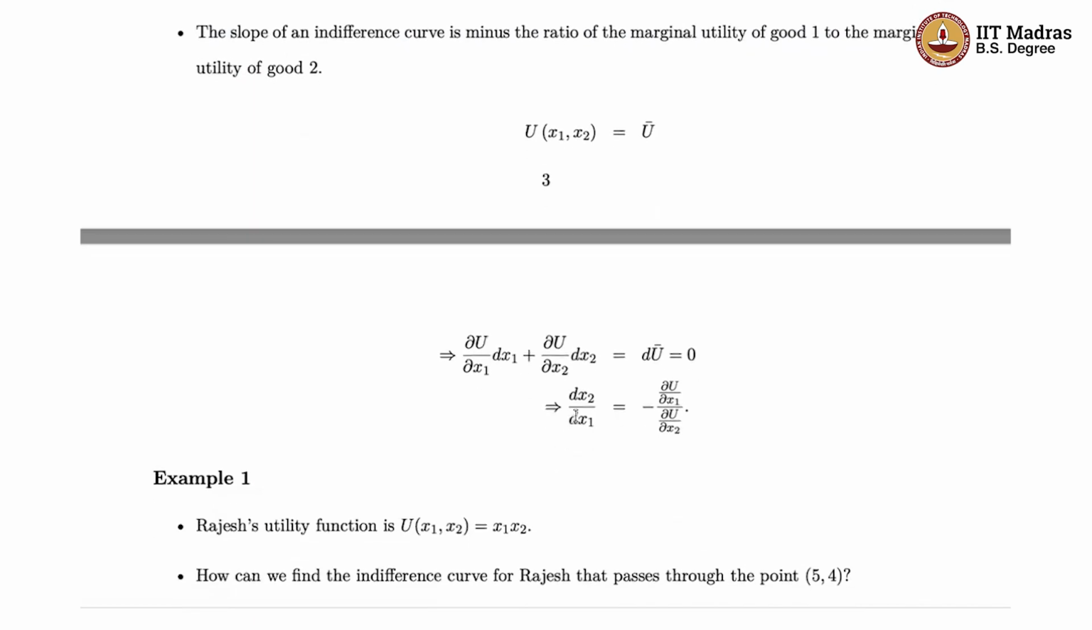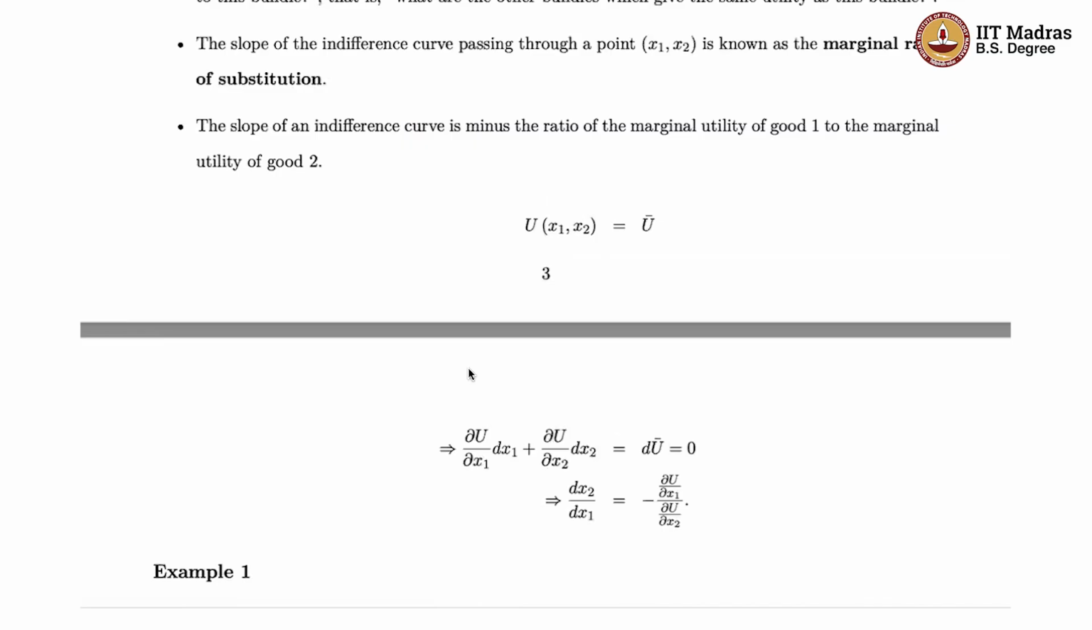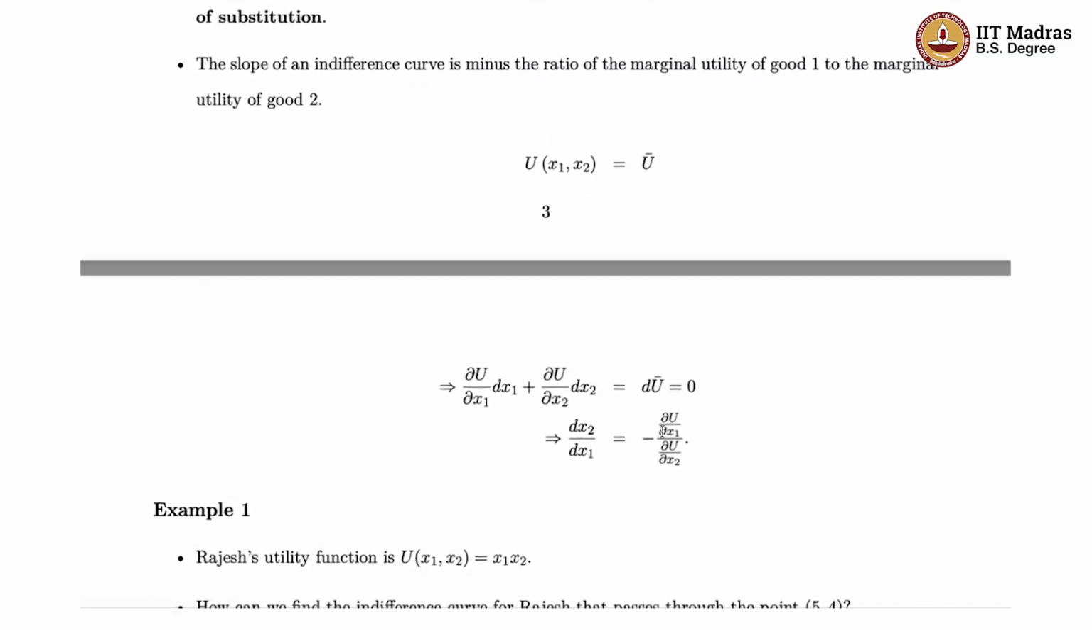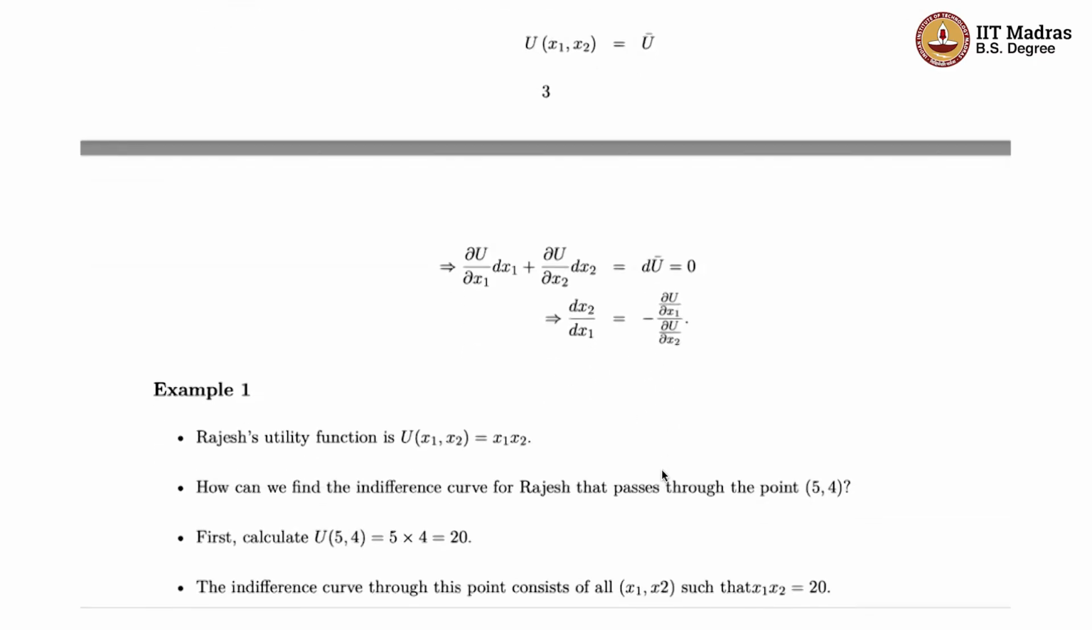Now if you rearrange it, you get that dx2/dx1, which is the slope of the indifference curve that we were looking at, is equal to minus ∂u/∂x1 divided by ∂u/∂x2. Remember, ∂u/∂x1 is the marginal utility of good 1, and ∂u/∂x2 is the marginal utility of good 2. So let's take an example to make things a bit more concrete.